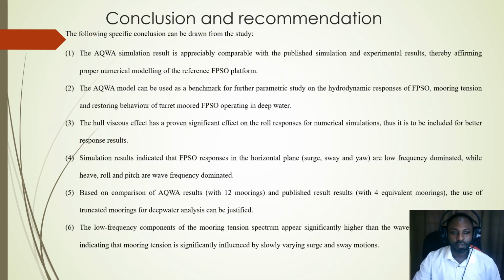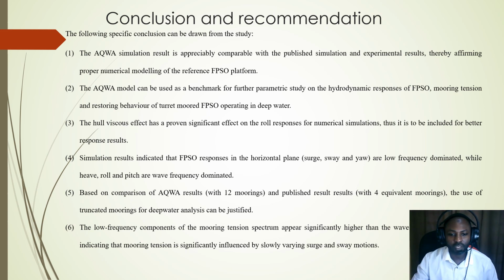As a conclusion, the simulation result is appreciably comparable with the published results. Then the outcome model can be used as a benchmark for further parametric study on the hydrodynamic responses of FPSO, mooring tension and restoring behavior of a turret moored FPSO in deep water. Then the hull viscous effect has proven to significantly affect the roll responses in numerical simulation. Thus, it is to be included for better responses.